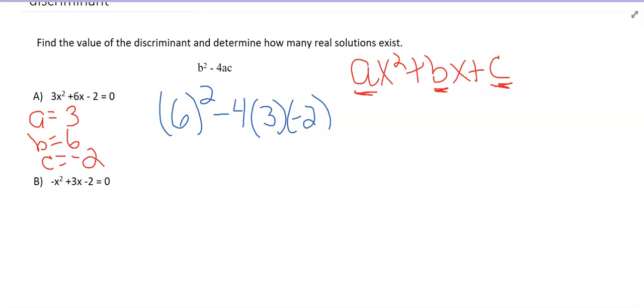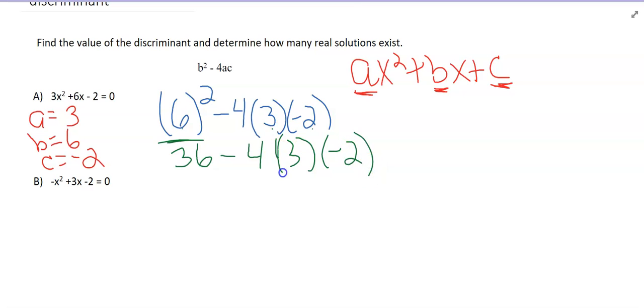Order of operations says to do parentheses first. There are no values inside parentheses that need to be simplified. Each set of parentheses has a single number in them. Then exponents is the next, so I have to do 6 squared. I get 36 minus 4 times 3 times negative 2.